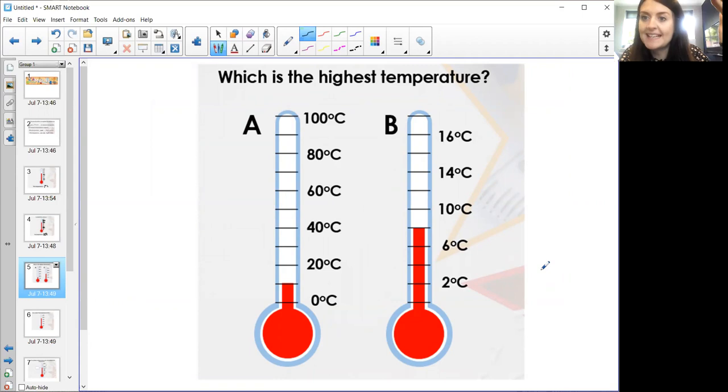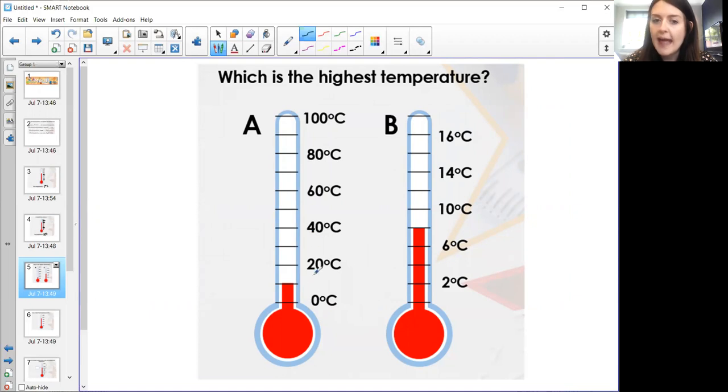So it's going to be the biggest number. So we're going to do what we did before. We're going to look at what the scales are going up in, and that should help us. So let's look at this one first. So we've got 0, 20, 40, 60, 80, 100. So what's it going up in? It's going up in 20s, which is a bit harder for us to spot. But each one's going up in 20, but we've got a missing line between them.